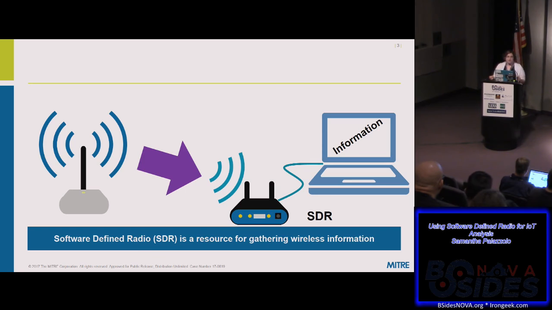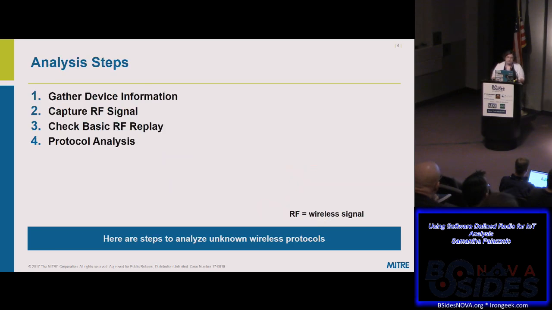And I thought it would be worth sharing some of the tools and techniques that I use for individuals getting started in this area and who want to learn some basics for how you could go about doing an analysis like this. So these are the steps that I follow. Different people have different steps. This is just what we're going to go through today. You start with gathering device information, checking. So these steps can apply to other wireless signals. The only thing I would caveat, that I consider IoT specific, is checking for basic RF replay, and I'll talk about what that means a little bit.